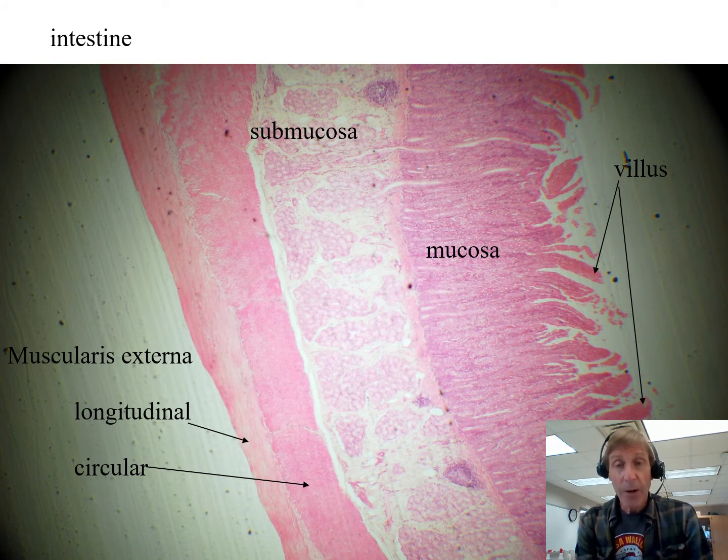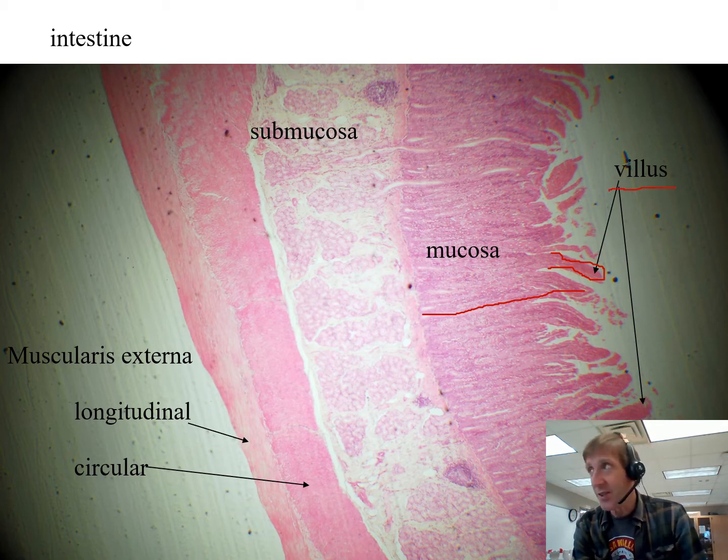This is another part of the alimentary canal. This is the small intestine, and you can see the mucosa right there. It's darker stained. And in the small intestine, you'll see the mucosa thrown into these little finger-like projections. Those are the villi we talked about in lab. You can see them on the cat's intestine, but they're just tiny, tiny things. Much easier to see them here.